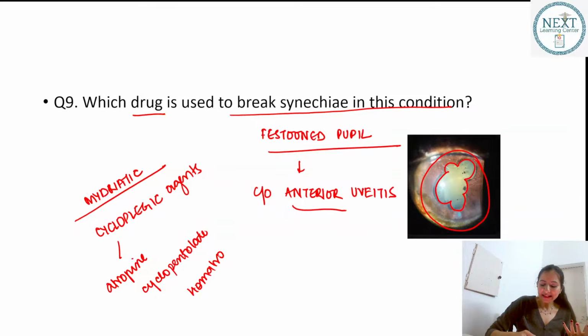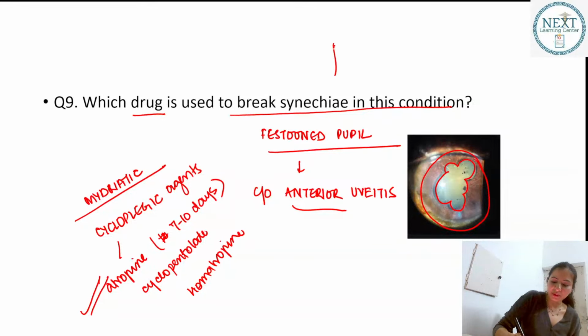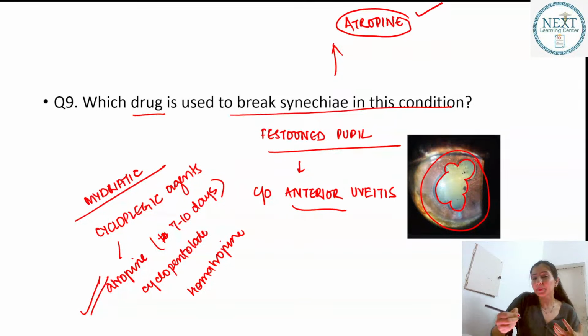Out of these three, if you want to ask which one is used most commonly, we use a longer acting one, and you know that atropine acts for 7 to 10 days. So what will be the drug that you will use in this condition? Your answer is going to be atropine. Again, a concept that has been taught in the class.